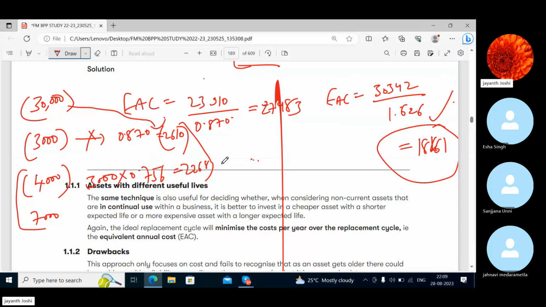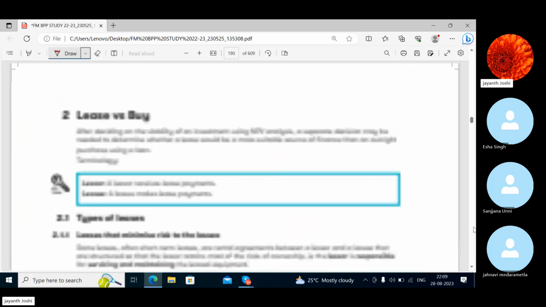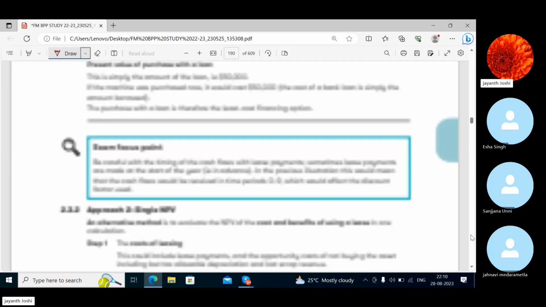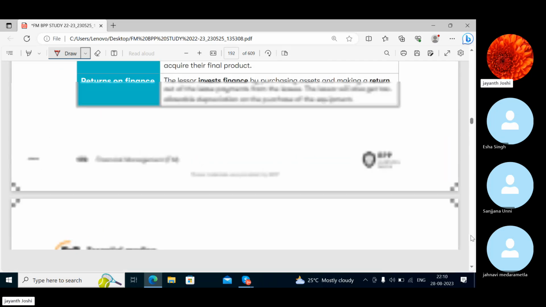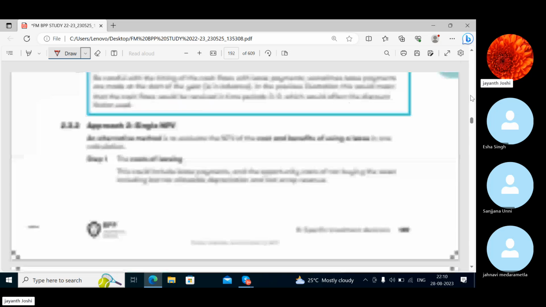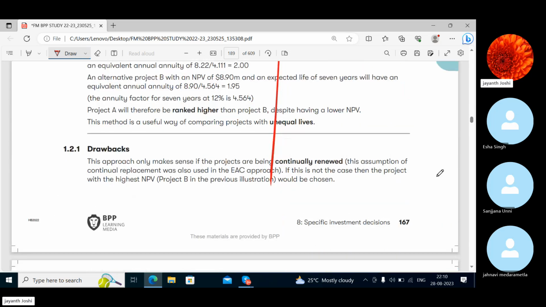If it is done, then I will move forward because I need to wind up till equivalent annual benefit. Then we can start lease or buy tomorrow. Tomorrow is the last class for this. Okay, done. Tomorrow: lease and buy and divisible projects. Okay, let's go ahead.